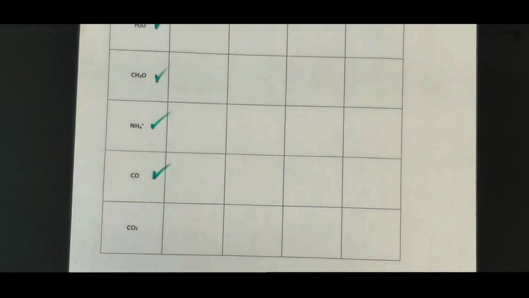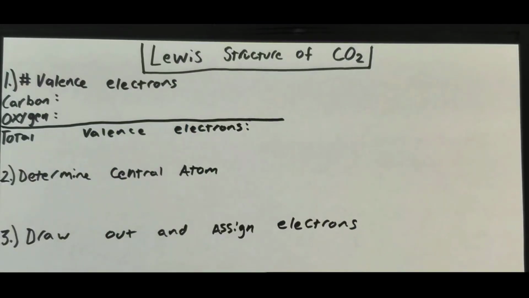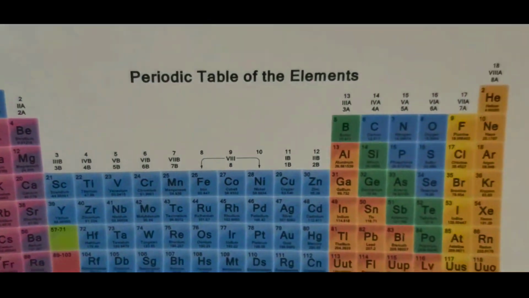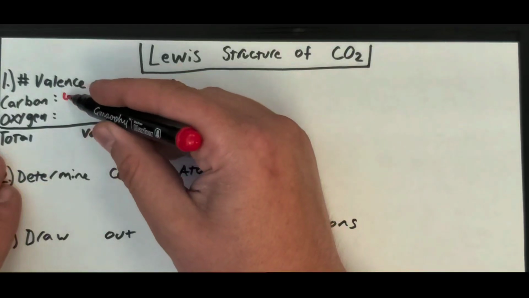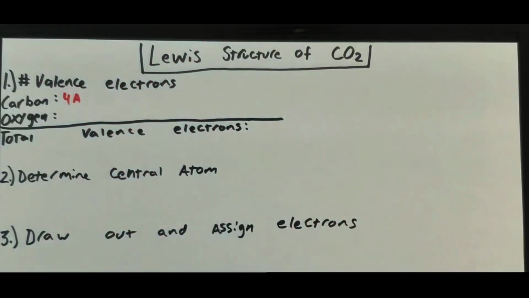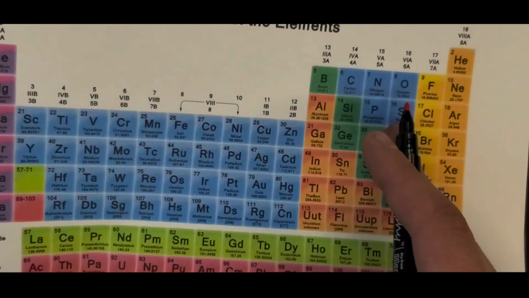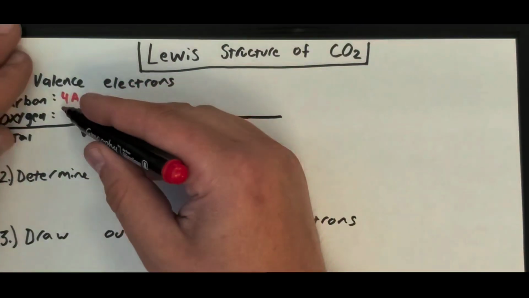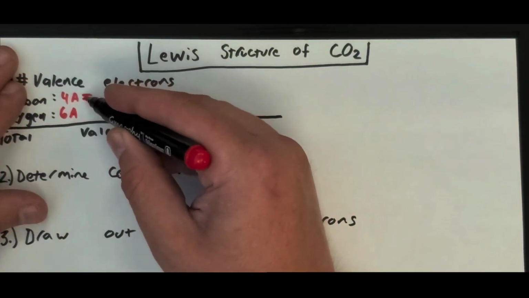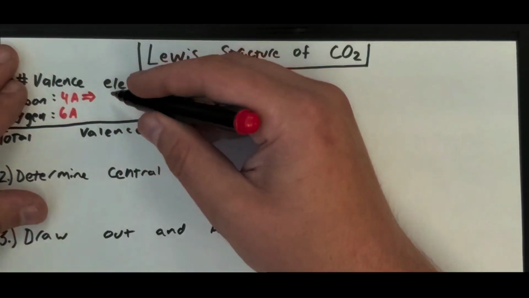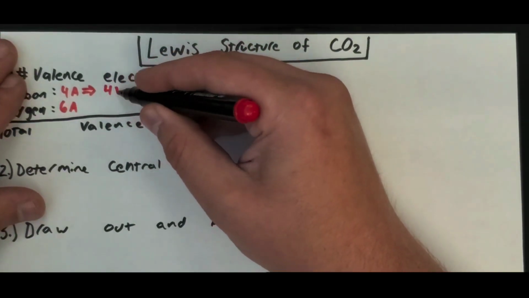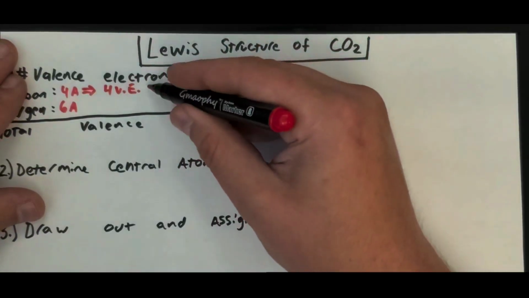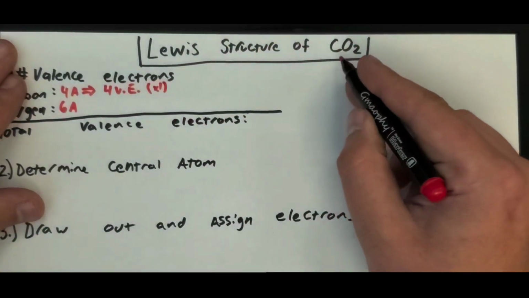And finally, we are on to carbon dioxide. So let's once again count out our valence electrons. Carbon is group 4A. Oxygen is group 6A. This implies that carbon brings 4 valence electrons for each carbon. There's only one carbon in our formula.